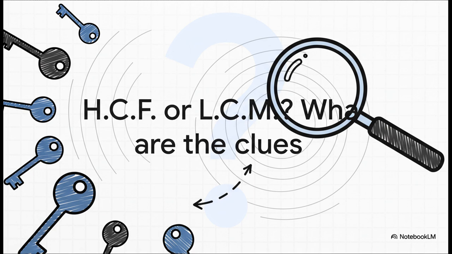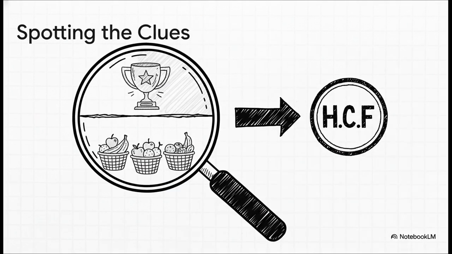So, which tool do we pull out of our toolkit? HCF or LCM? This is always the first question you gotta ask, and the answer is always hidden in the words of the problem. You just have to look for the clues. And there they are. See those keywords? Highest number, equally distributed. Those are giant flashing signs pointing right at HCF. We're looking for the highest number, and we're distributing or dividing things up. This is a textbook HCF problem.